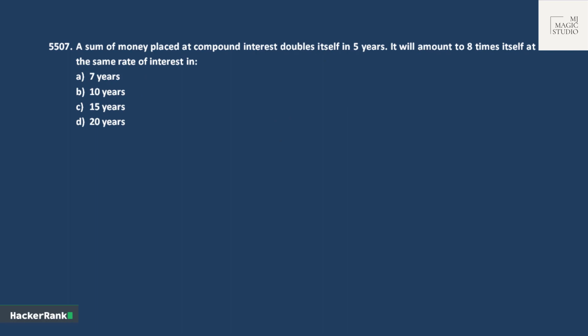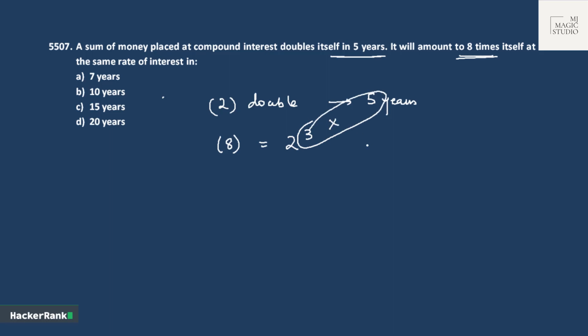Now, a few questions to follow from compound interest and simple interest. We have seen at least 2 questions from SI CI. A sum of money placed at compound interest doubles itself in 5 years. It will amount to 8 times itself at the same rate of interest in, we can use the trick here, 8 is 2 to the power 3. The answer is simply this: it will become 8 times in 3 into 5, that is 15 years. If this is the question of compound interest, option C is the pick.